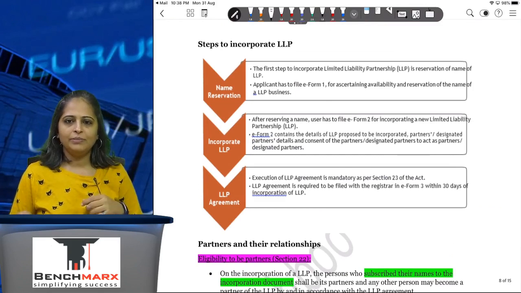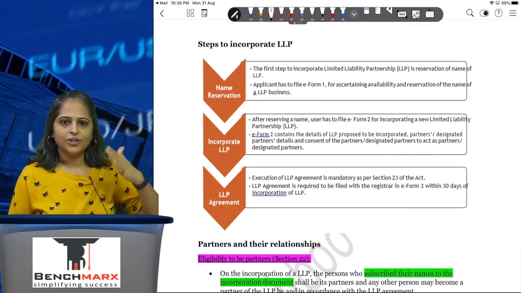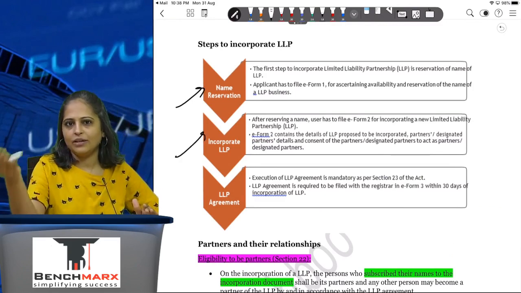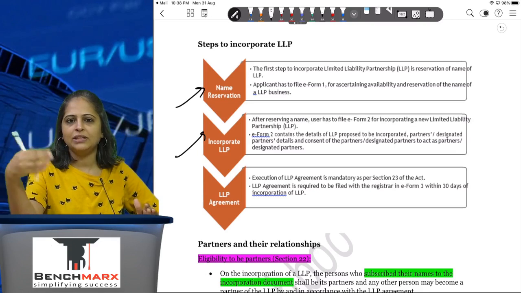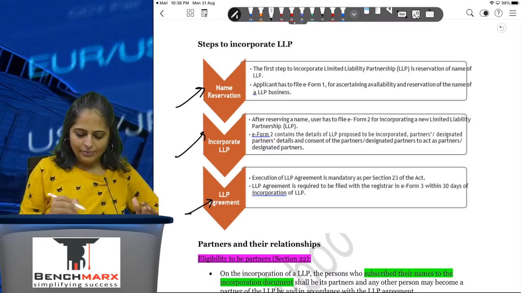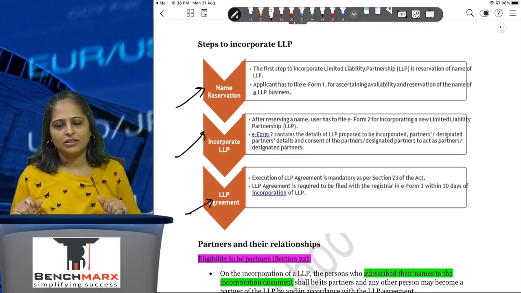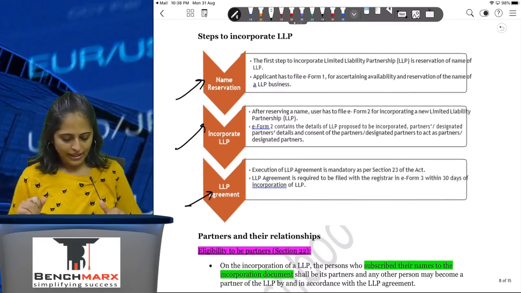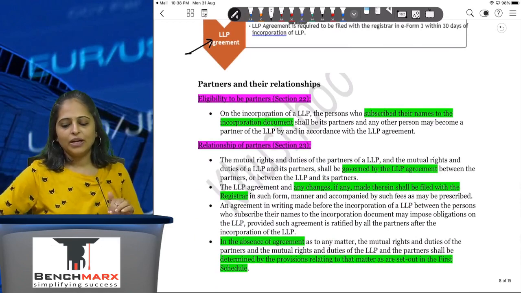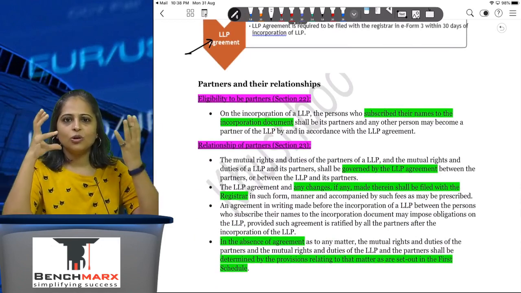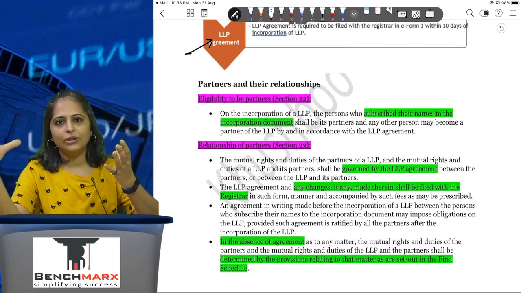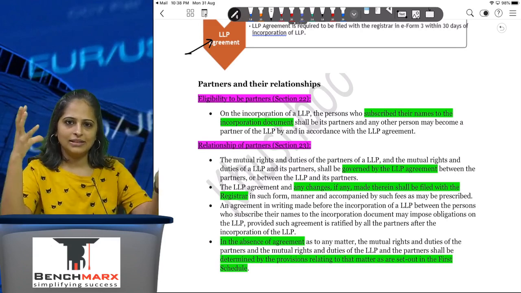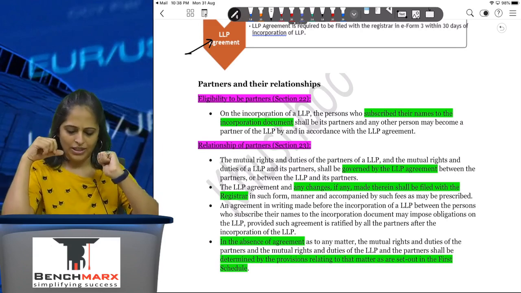Steps to incorporate LLP. Again, this is something which I just discussed: you first have to do your name reservation, then you have to incorporate the LLP, giving the details of the partners and the designated partners of the LLP, the name and address, and then you file the LLP agreement, saying this is the agreement which is agreed between the parties, with the registrar of LLPs. Partners in the relationship: the partners of the LLP are liable only to the LLP, and they are not liable for the acts done by the other partners. So it is in that way different from a partnership form of organization.